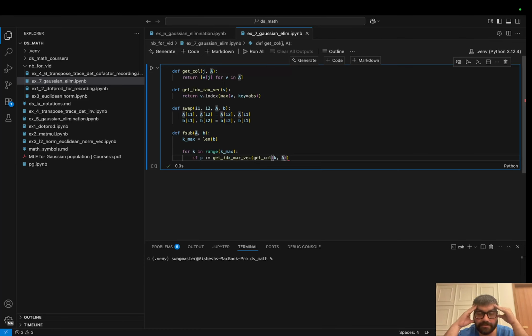Because if I'm getting the column at K, right? For the first iteration, it's fine. But for the second iteration, which would be the second column and the second row, because you're looking at the diagonals, I only care about the largest absolute value below K, not above. So if it's above, I just don't want to even look at it, because we're done with that. We're only looking below.